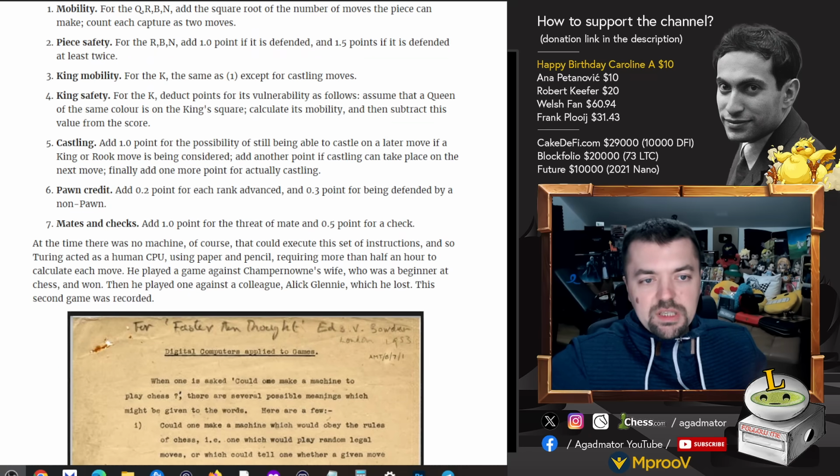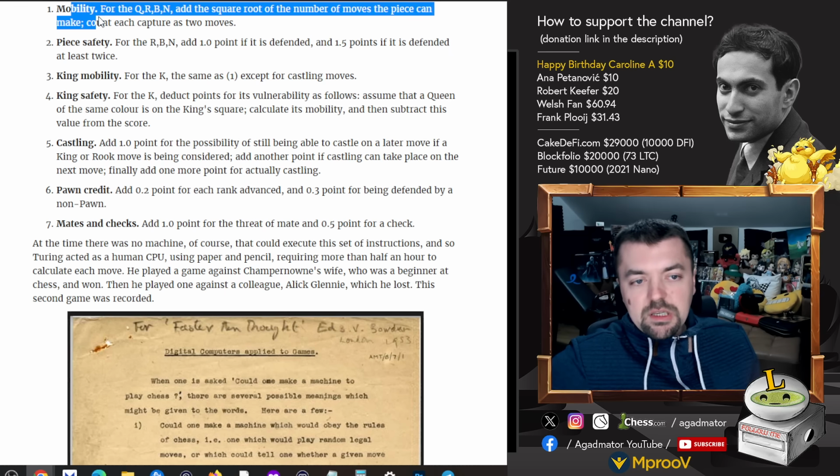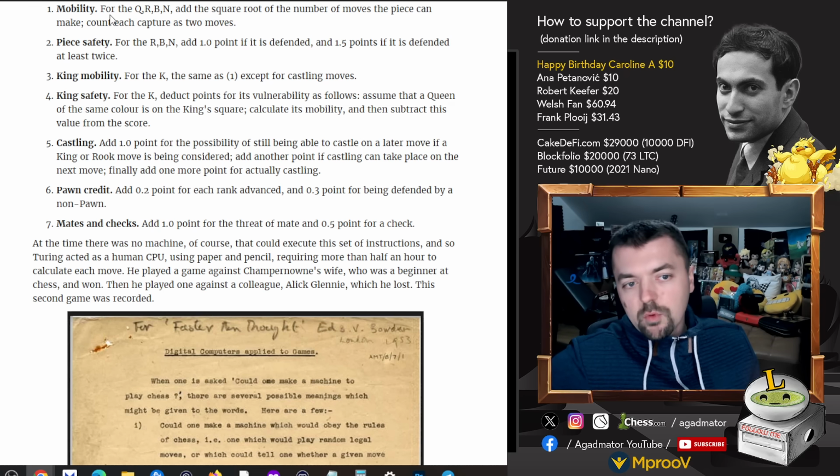So Turing and Champernowne used the following piece values: pawn equals 1, knight equals 3, bishop equals 3.5, rook equals 5, and queen equals 10. In addition, they had the following positional evaluation functions. So for the mobility, as all of the positions were awarded certain points, for the queen, rook, bishop, and knight, add the square root of the number of moves the piece can make, count each capture as 2 moves. Then for piece safety, for rook, bishop, and knight, add 1.0 point if it is defended, and 1.5 points if it is defended at least twice.